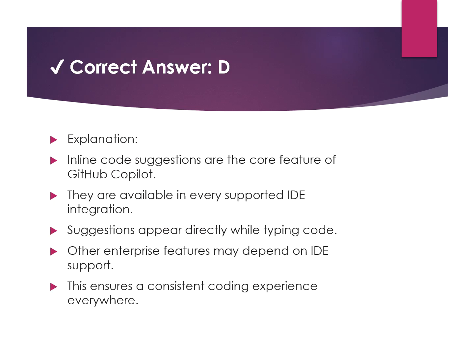Correct answer, D. Inline code suggestions are the core feature of GitHub Copilot. They are available in every supported IDE integration. Suggestions appear directly while typing code. Other enterprise features may depend on IDE support.